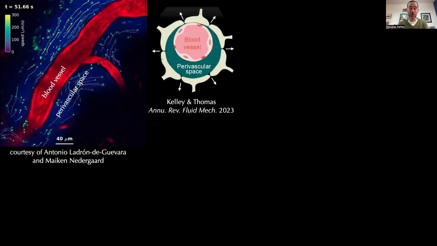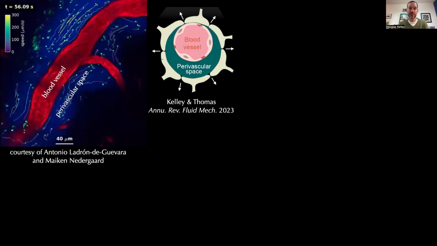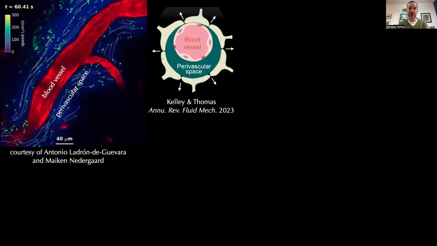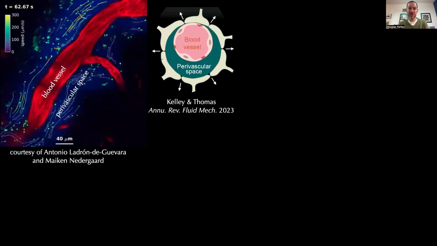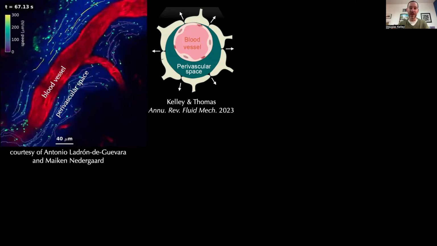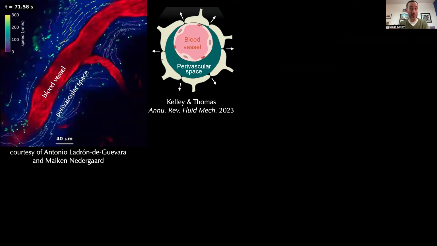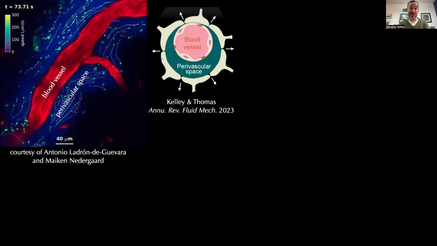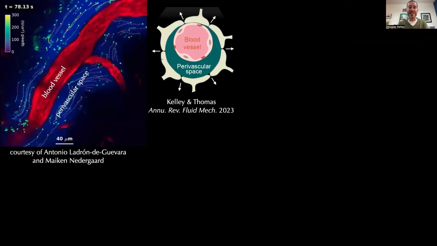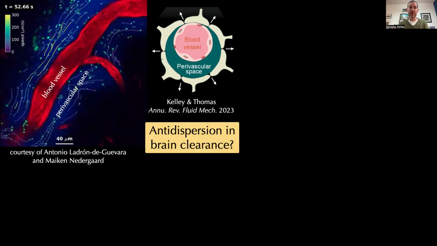Once we'd seen it, we wondered if it might occur in nature and be useful to engineers. For example, around the blood vessels in your brain are perivascular spaces where water-like fluid flows and helps sweep away natural brain wastes. That's important because waste buildup is linked to diseases like Alzheimer's. Those spaces are known to be leaky, so we wonder if antidispersion might happen there.